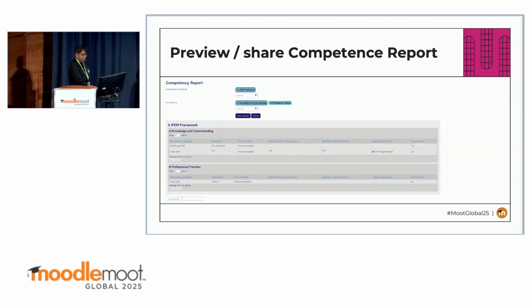The competence report, there are some filter options that we have shared as well. Again, you can filter it and then create a shareable link, and it allows them to see the competence matrix gap.